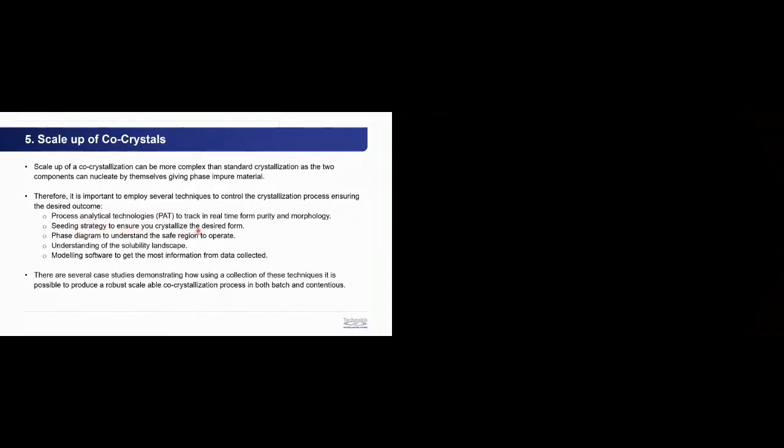Designing a seeding strategy to ensure you're crystallizing the desired form rather than allowing it to crystallize spontaneously, which might give you unwanted forms or polymorphs. A phase diagram to understand the safe region to operate. So are you going to be treading in a dangerous region where you might start to spontaneously nucleate one of your other components? And using modeling software to get the most information from the data collected. And there have been several case studies using a combination of these techniques to produce robust, scalable co-crystallization in both batch and continuous.